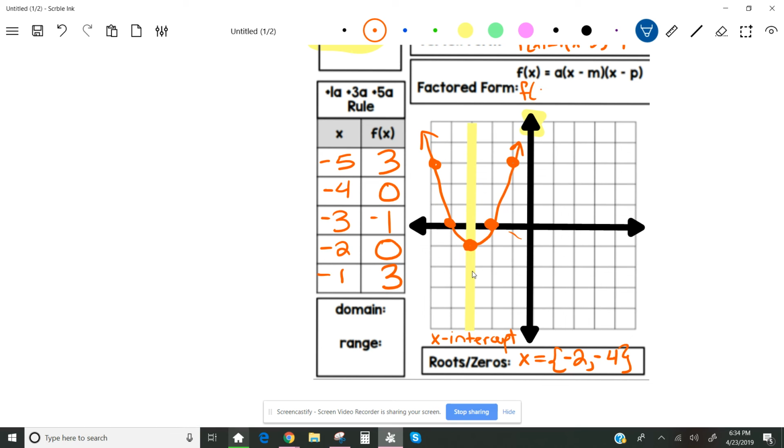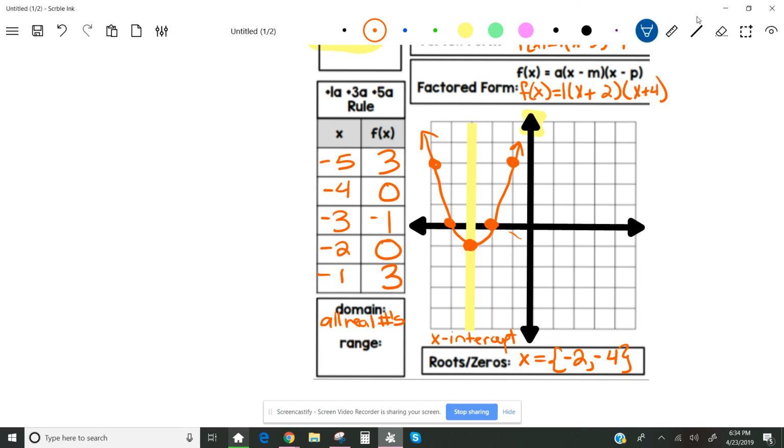So we have f of x. Our a was 1, so you can put 1 there or you don't have to. And then the same thing applies. If I'm going to have x minus -2, I can just change that minus -2 and make it a plus. And then I can have the x, and then it would be minus -4, so to be +4. That's our factor form. And then we have our domain, which we said is all real numbers.